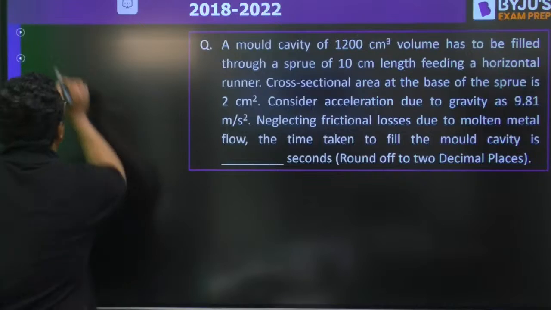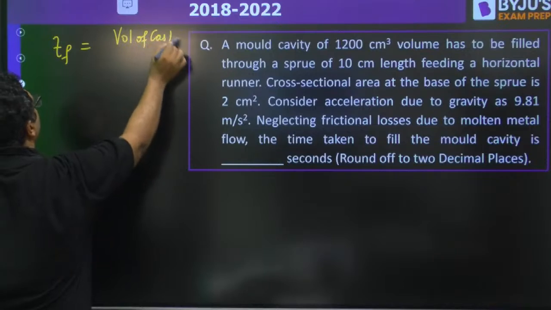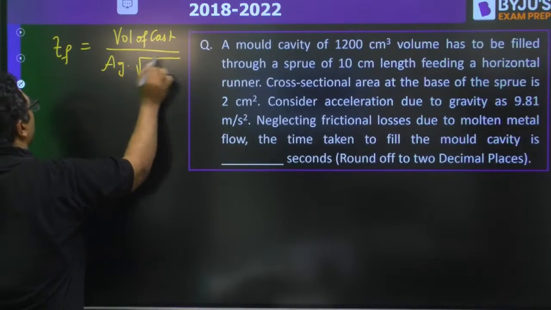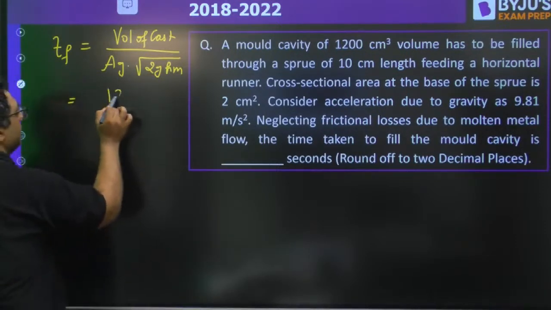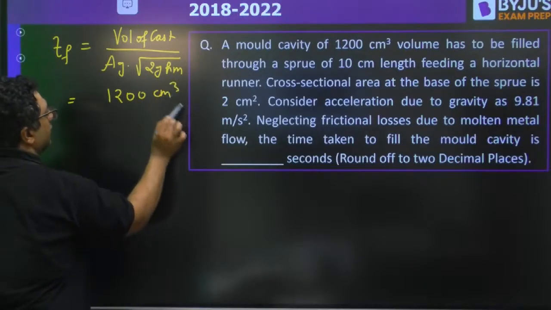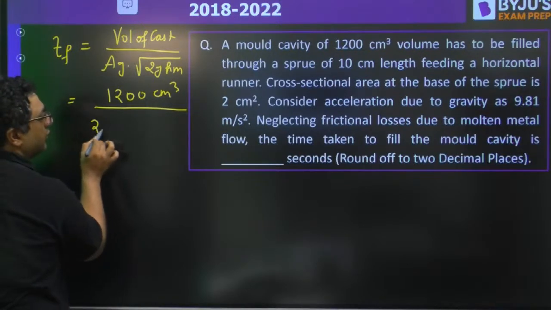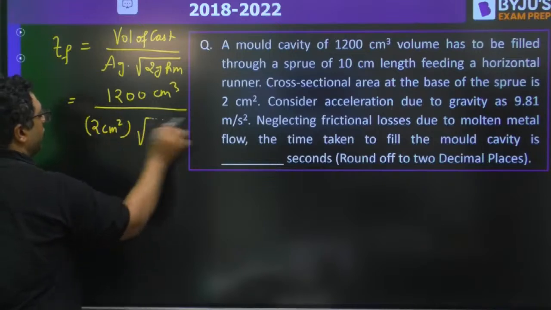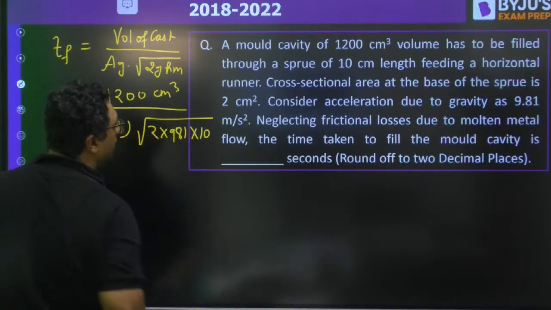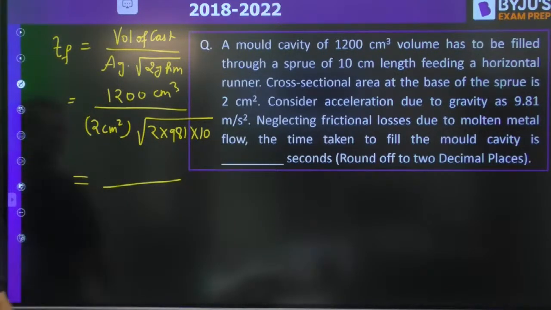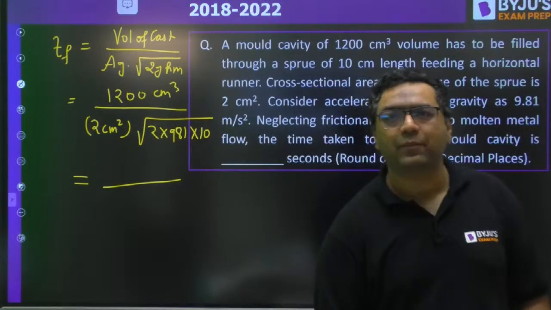Once again, time required to fill the cavity is volume of casting divided by area of ingate into root 2gh. Volume of casting is 1200, directly given. Then you have area as 2 centimeter square. Here 2 into 981 into height of sprue, which will be considered. So you need to find this out. Very easy question. So till now, what we have seen are similar types of questions.